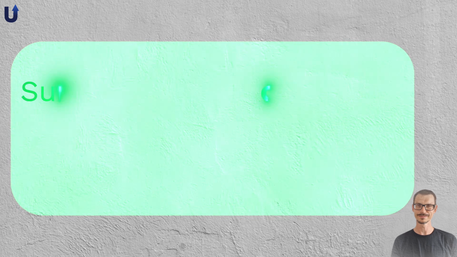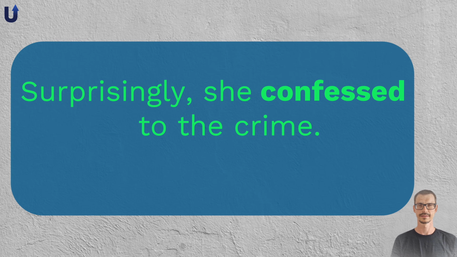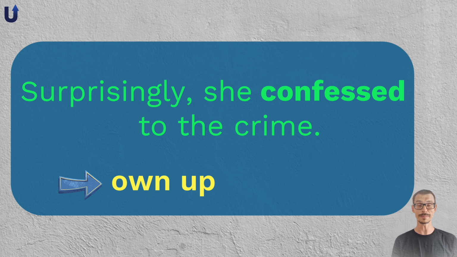Another example. And now it's the context of confession. Which phrasal verb from today can you remember that we can use in the context of confessing to something? If you're thinking of own up, then you were completely right. Surprisingly, she owned up to the crime.